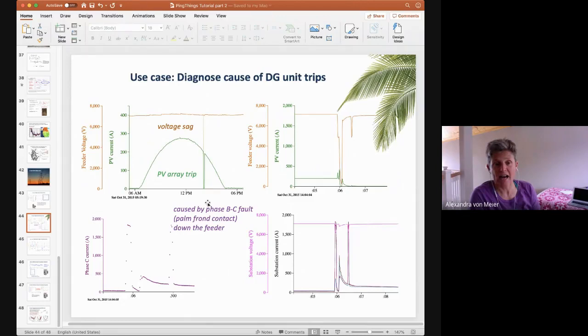So this was a case where a big PV array tripped offline, and the utility thought that, well, maybe it was the inverter that was doing something wrong. But upon studying micro-PMU data, it was discovered that, no, actually, the inverter did everything exactly as it had been told, because it was told to disconnect when the voltage drops below some per unit level. And the voltage dropped below some per unit level because there was a short circuit with a palm frond. So, go send the tree trimming crew out. Don't blame the solar array.